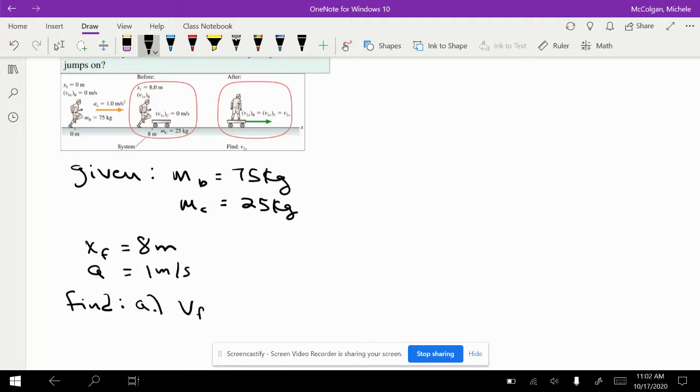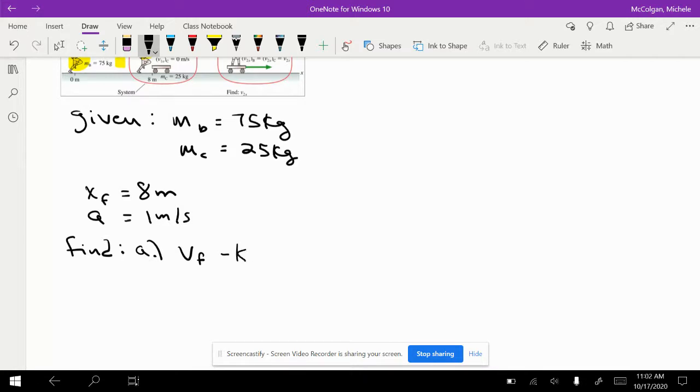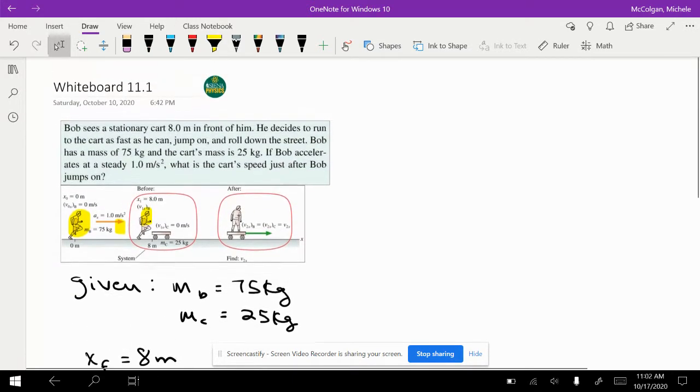Bob starts out from 0 here, and then he's accelerating towards the cart. And so we can find the v final here. That v final will be the v initial for the momentum problem when Bob is here just before he jumps on. So we're going to call this v final for part A, which is for the kinematics question. And then for part B, we're going to find v final for the momentum problem. Okay, so let's start over here.